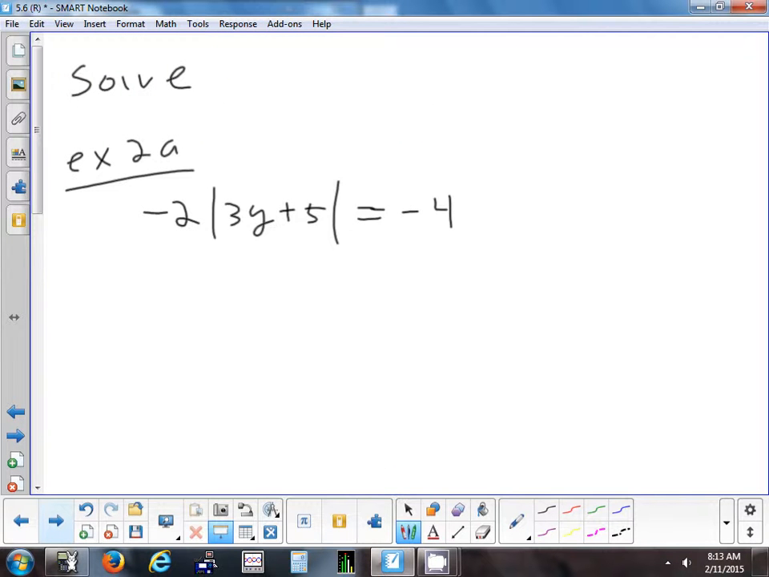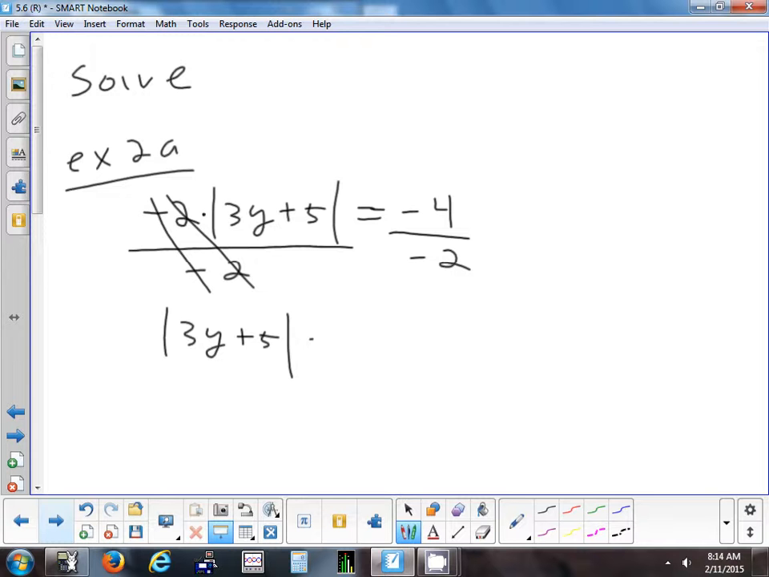Okay, let's look at a problem like this one. This time the absolute value expression isn't by itself. So the first thing we have to do is deal with this negative 2 times the absolute value. So to undo multiplying by negative 2, we'll divide by negative 2. So the negative 2's cancel. We get 3y plus 5 equals, look what happens here. Negative divided by negative is a positive. Now it's a problem we can solve. The absolute value is equal to a positive number.